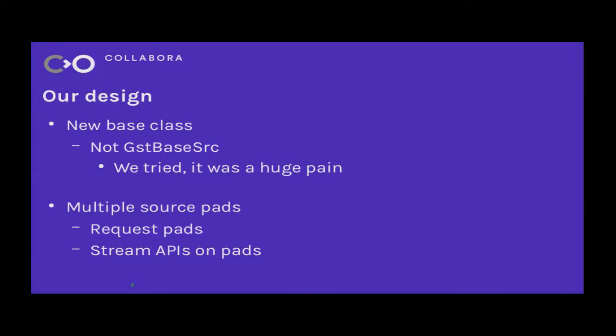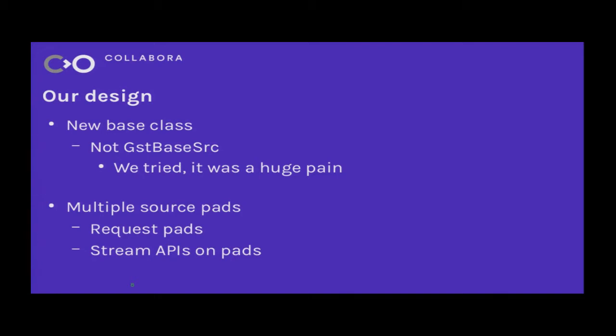One of the first things we tried was we used base source, and that was a huge mistake because base source assumes that you have one source pad, and in this case we have multiple source pads, and it was a bit of a disaster. And these source pads are request pads, so you can request different streams with different properties. You can request, let's say, a stream at a different resolution. So using request pads is really a natural model for this.